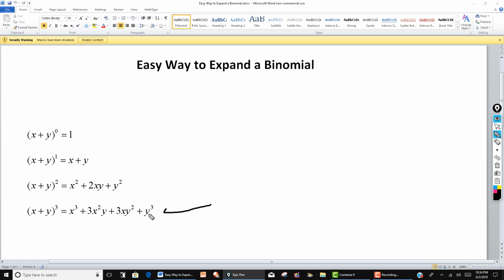Okay? Also notice that the degree of every term is the same as the power on the left side. This is degree 3. This term is degree 3. This one is degree 3, 2, and 1. That's where you get the degree if it has 2 variables. Here it's 1 and 2. That's 3. And this one has 3. There you have it.